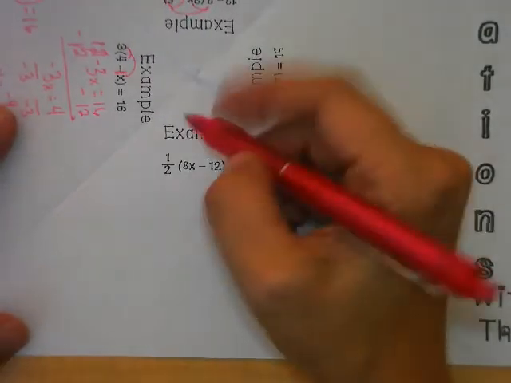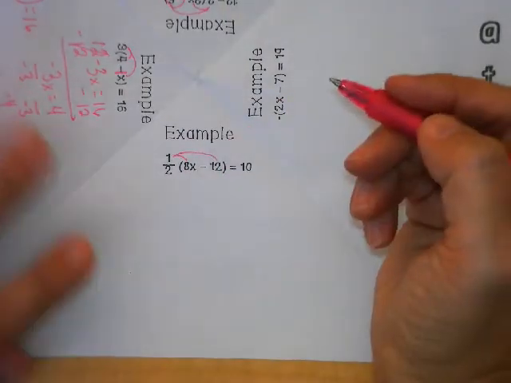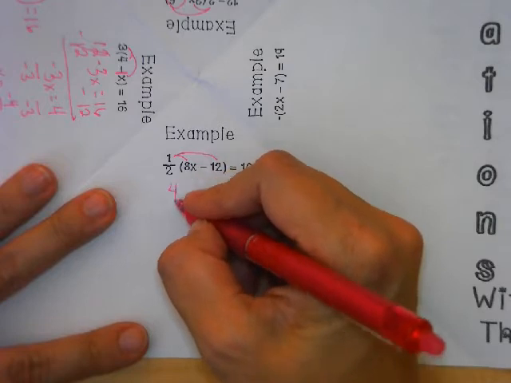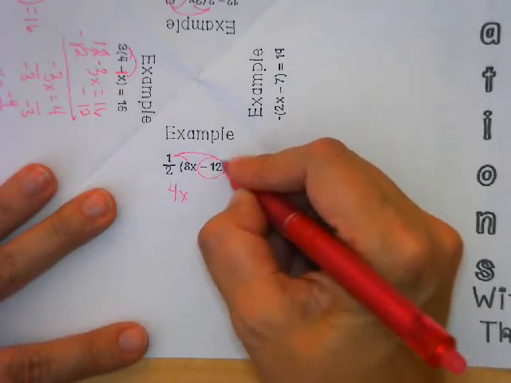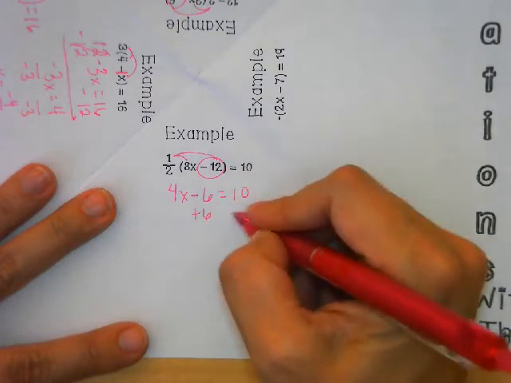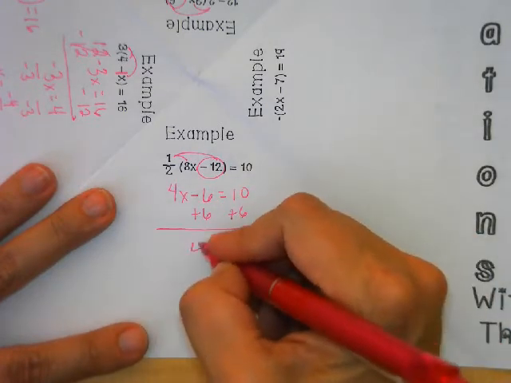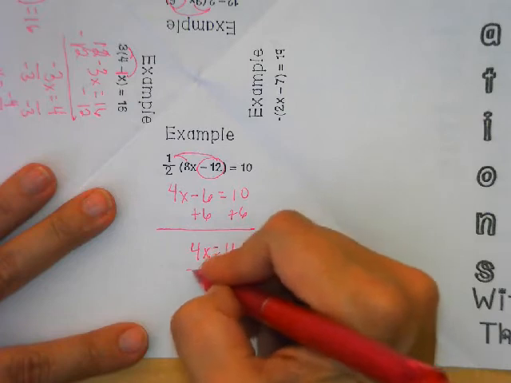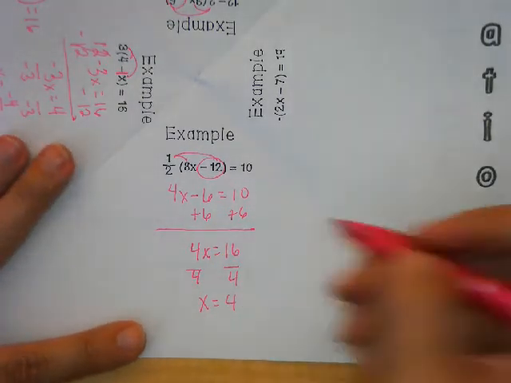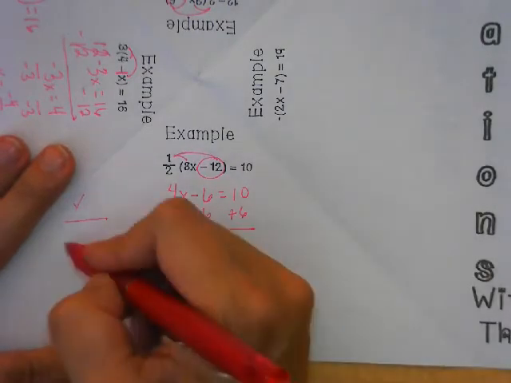Here we have a fraction, half of 8, and again, you can use your calculator. Half of 8 is 4. Half of a negative 12 is a negative 6. Move my constant. And undo my multiply divide. Again, don't forget your check step.